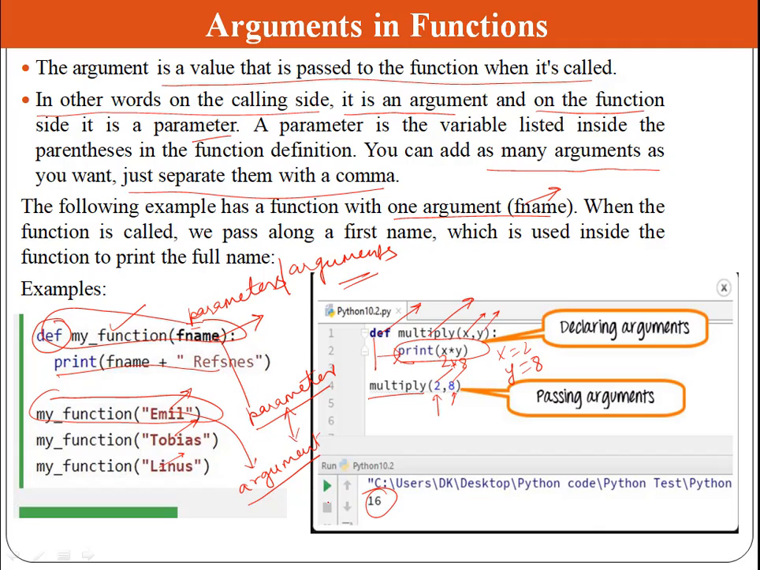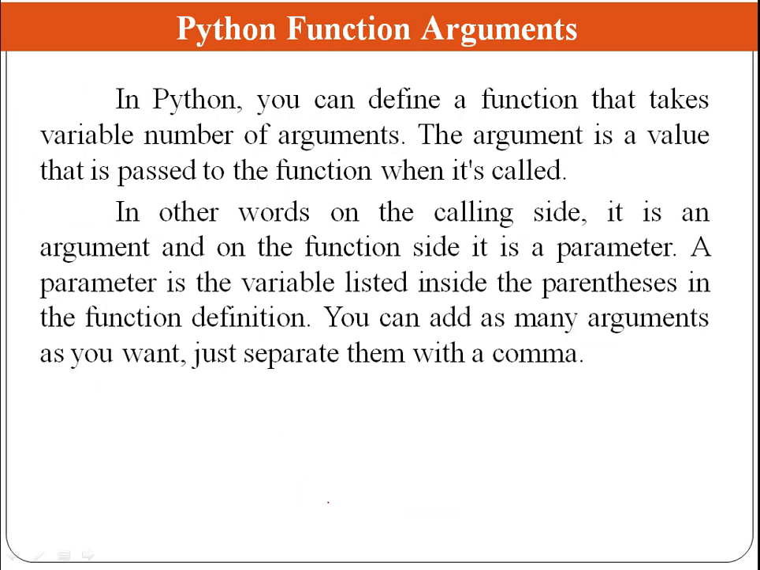Then Python function arguments. In Python, you can define a function that takes a variable number of arguments, meaning any number of arguments. The argument is the value that is passed to the function when it is called. In other words, on the calling side, it is the argument. On the function side, it is the parameter. So we have already seen that.